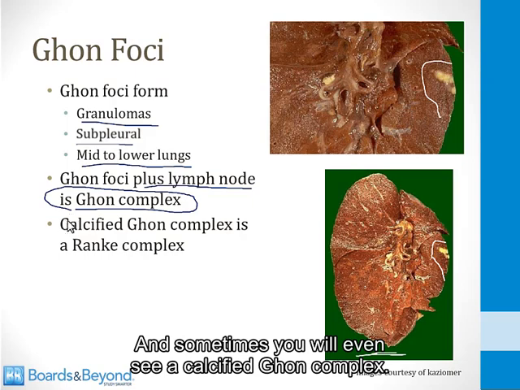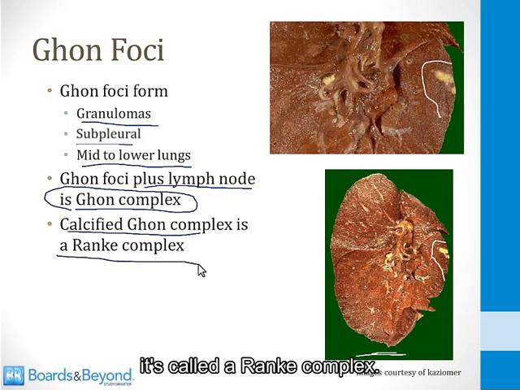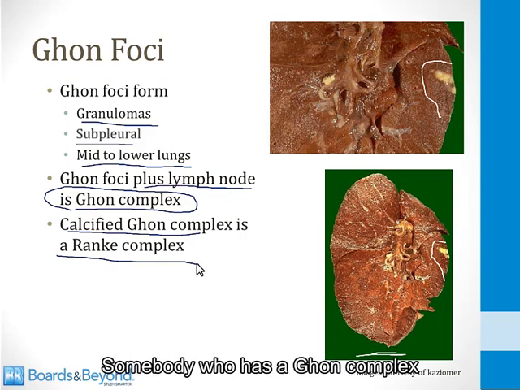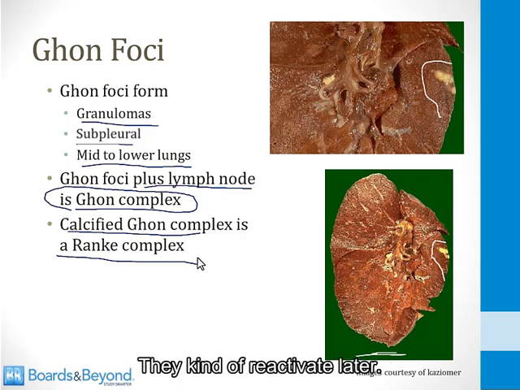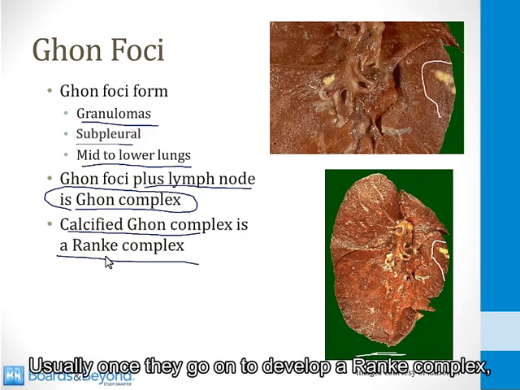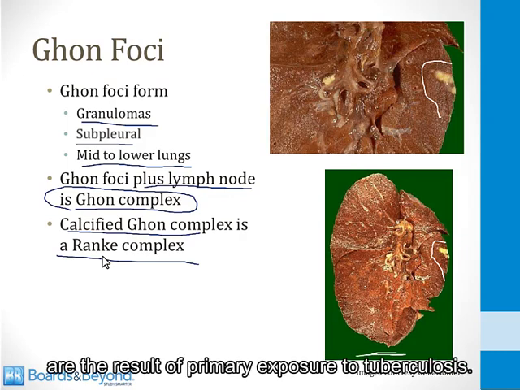And sometimes you will even see a calcified Ghon complex, and once it becomes fully calcified, it's called a Ranke complex. And these are all the results of primary exposure to tuberculosis. Somebody who has a Ghon complex is usually someone who's been exposed to tuberculosis and has entered the latent phase. They can reactivate later. Usually once they go on to develop a Ranke complex, they now have full calcification and they're less likely to reactivate. But in either case, these complex formations are the result of primary exposure to tuberculosis.